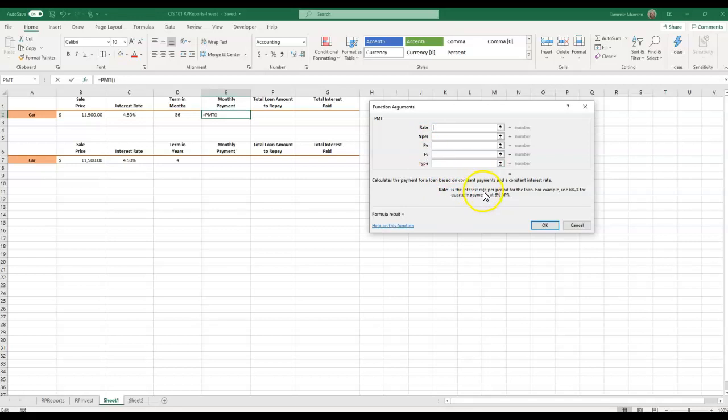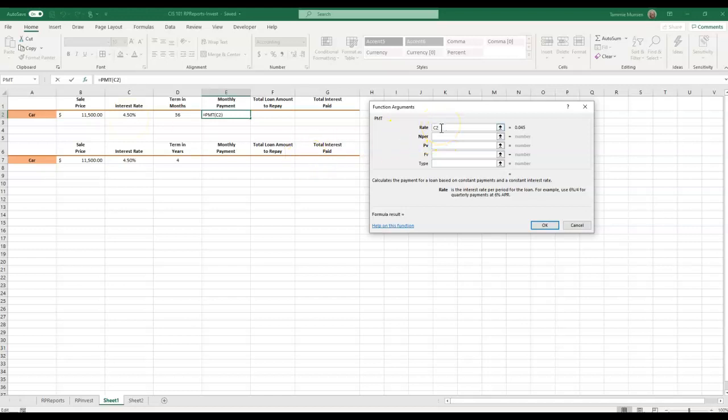So the rate is the interest rate per period for the loan. So we say that we're going to take out basically a 3-year loan. It's 12 months times 3 years is 36 months. So we're going to be making monthly payments. So the interest rate is in cell C2. So I'm going to take C2 and place that in there.